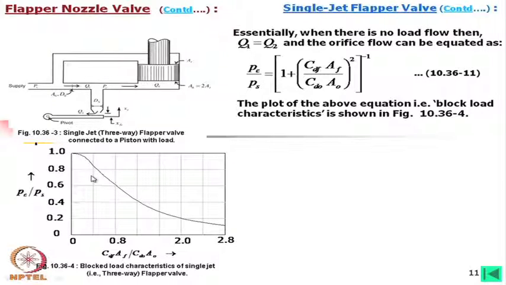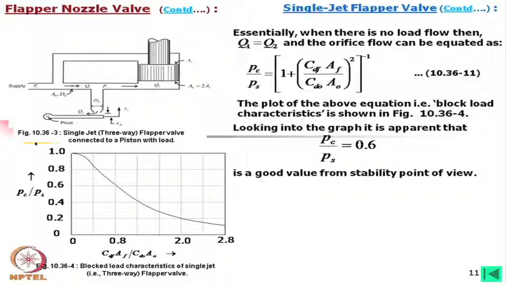Okay, this is one. Now, the extreme case we have considered is 2.8. Remember, to make this 0, we can consider AF itself 0, but when this has some value, then this ratio depends on the coefficient of discharge, area, etcetera. However, for a particular valve, what we find at 2.8 of this ratio is that PC by PS is 0.1 only. That means the control pressure is 10 times less than the system pressure.